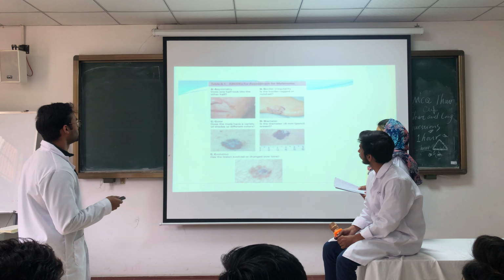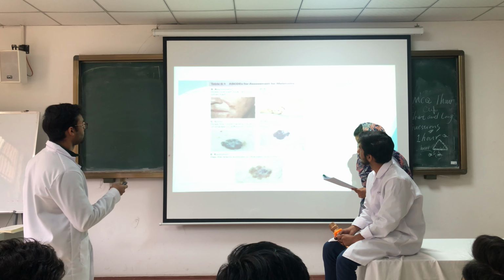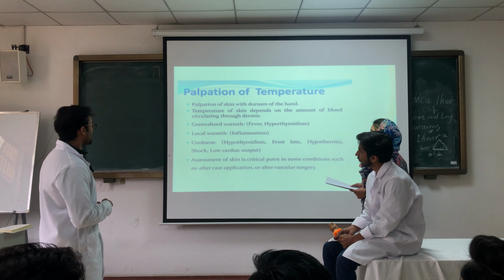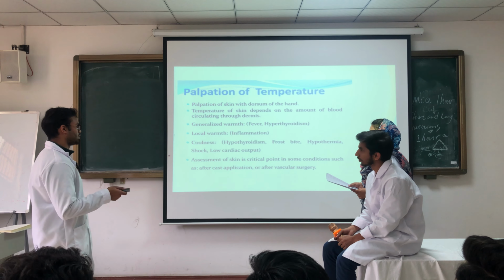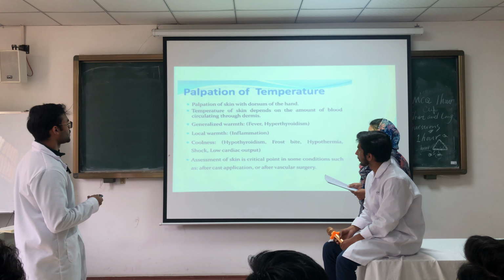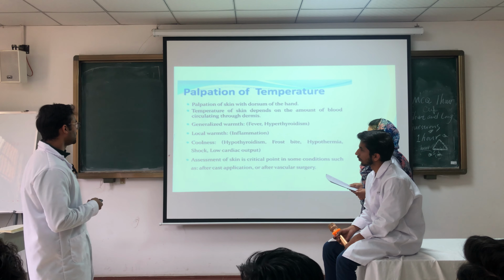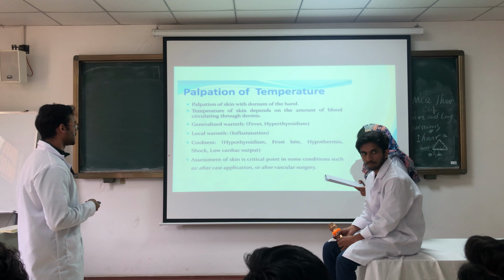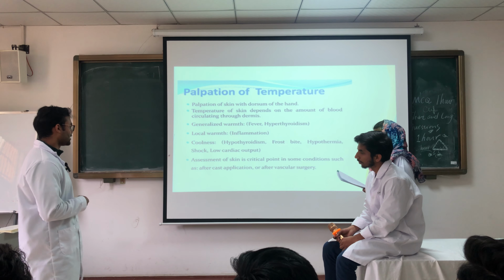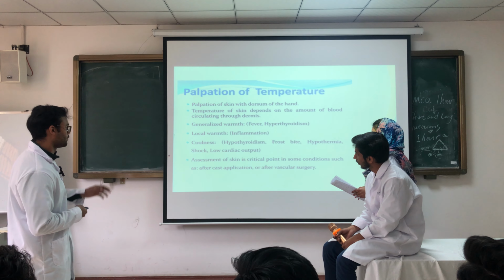So this is the table we have to check for A, B, C, D and E. First of all, asymmetry, then we have to see the borders, the color, diameter and evolution. Palpation of temperature, so we have to check the temperature of the skin, palpate the skin with dorsum of the hand. Temperature of the skin depends on the amount of blood circulating through the dermis. Generalized warmth, local warmth, can be inflammation. Coolness can be hypothyroidism, frostbite, hypothermia, shock, or low cardiac output. Assessment of the skin is critical in some conditions such as after cast application or after vascular surgery.